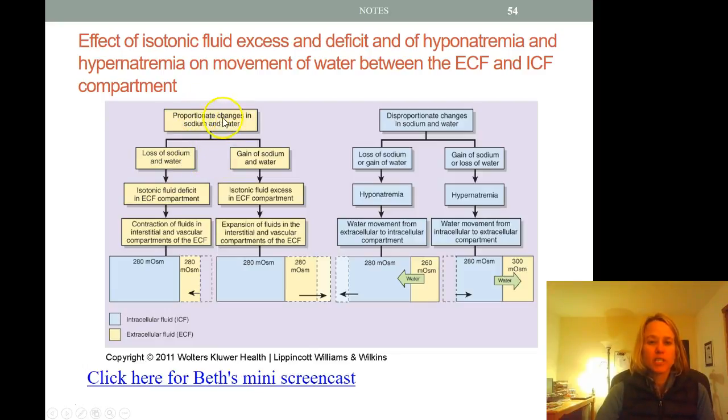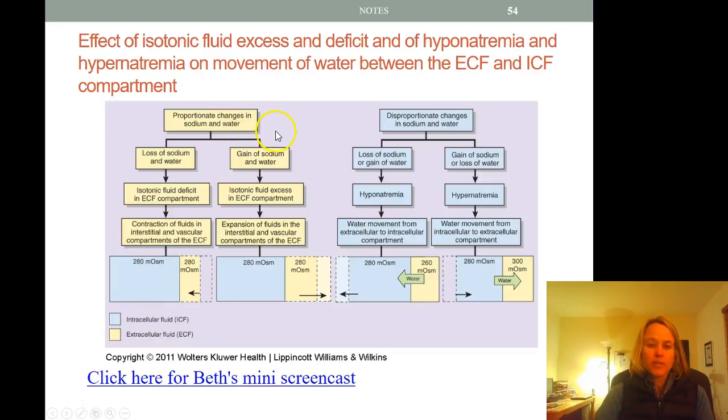So we have proportionate changes in sodium and water. So we could lose both sodium and water, and that would lead to an isotonic fluid deficit in the extracellular compartment. So this is going to cause contraction of fluids in the extracellular, the interstitial, and vascular compartments, but it will have no effect here on the intracellular compartment because it's an isotonic change. So a shrinkage of extracellular fluid, no change in intracellular fluid.